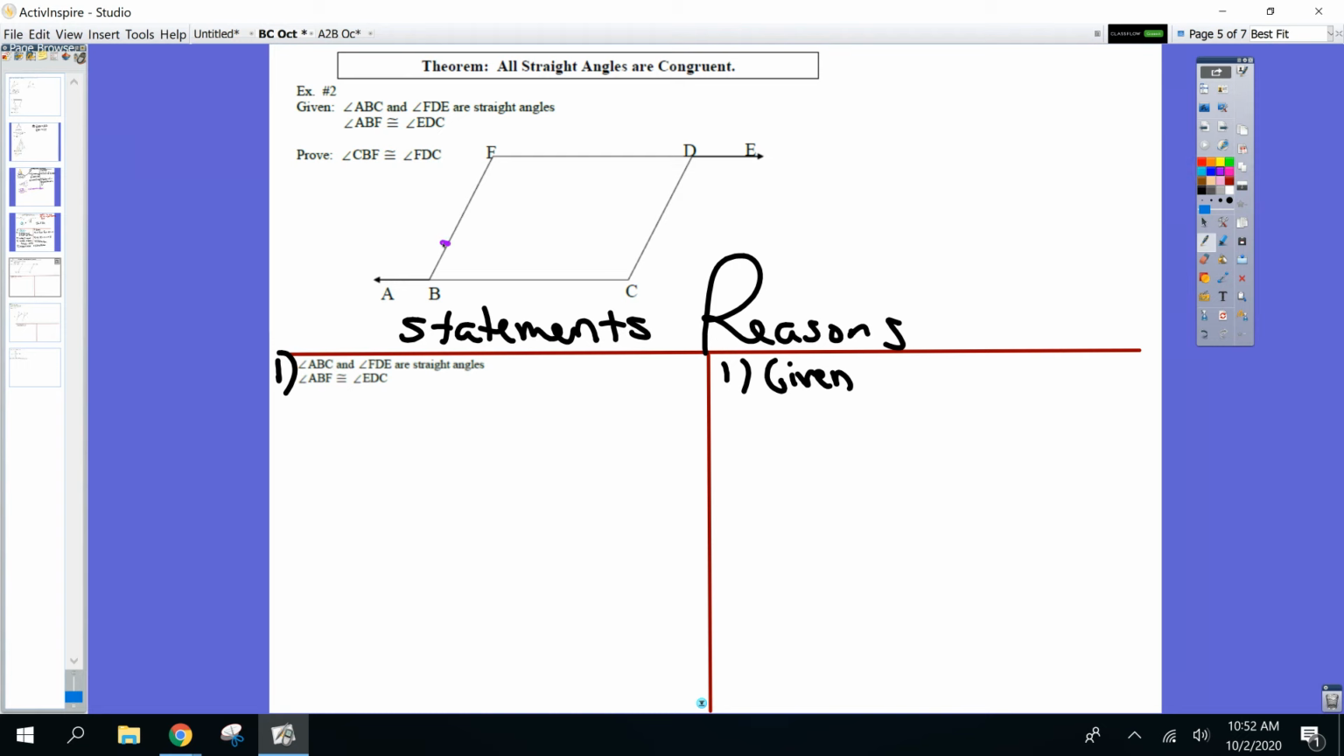ABF is this angle right here, not inside. Inside would be CBF. Watch yourself there. And then angle EDC is on the outside over here. So those are my two angles that are congruent. And I'm told that ABC and FDE are straight angles. Perfect.